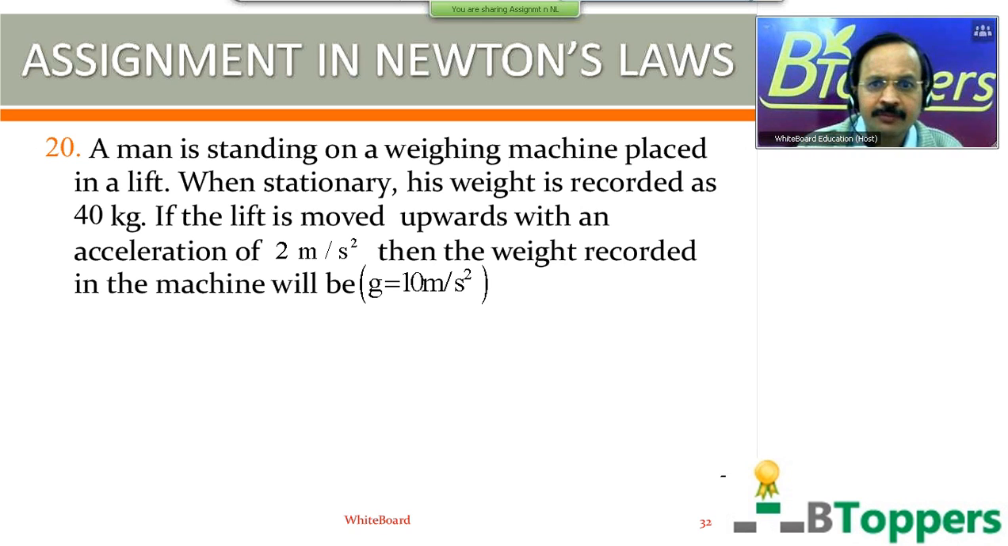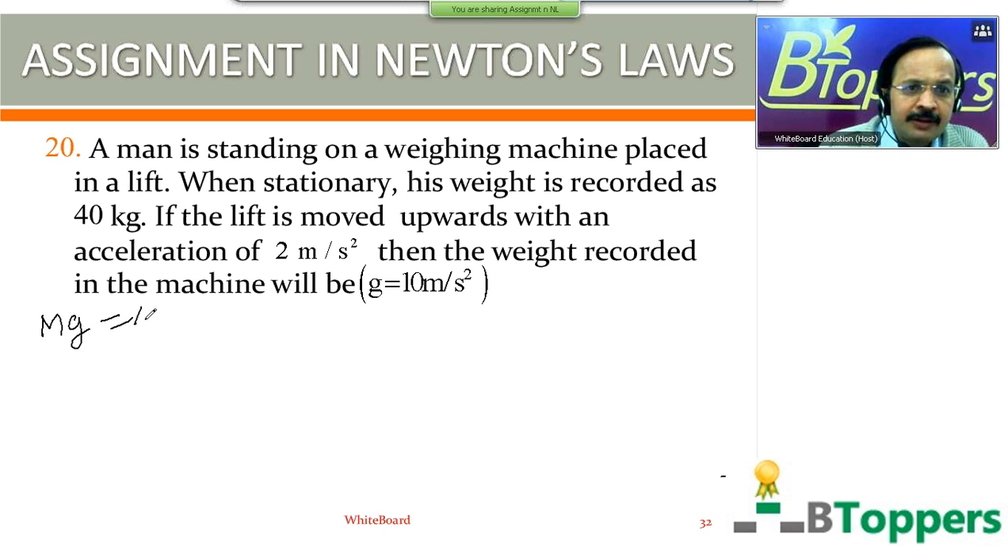Look at question number 20. A man is standing on a weighing machine placed in a lift. When stationary, his weight is recorded as 40 kg. That means the true weight mg, when the lift is stationary, observed weight is the same as true weight, 40 kg weight, or 400 newtons. Or you can take the mass of the man as 40 kg in calculations.